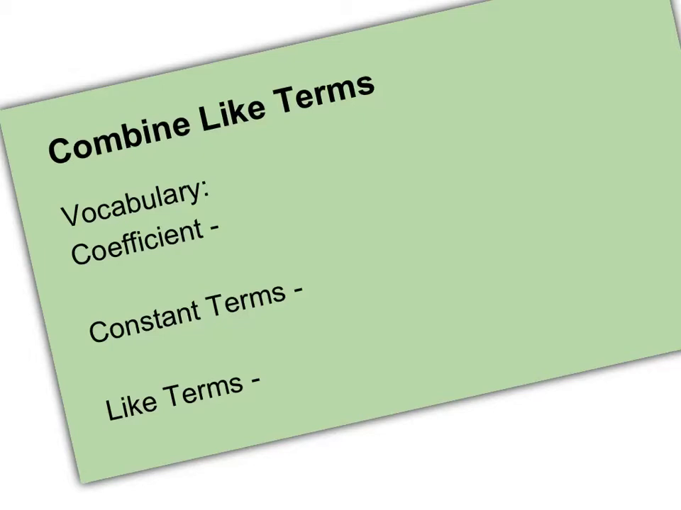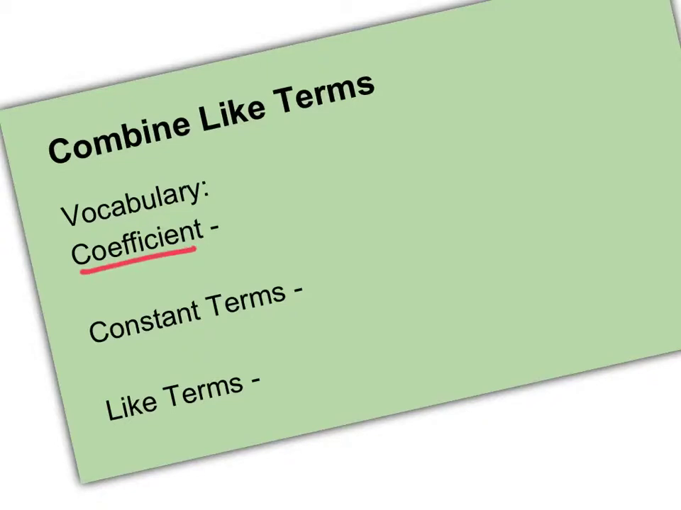Combining like terms is our next section. It's EE1B. And the first thing we need to look at is some vocabulary terms that you're going to hear us saying in class and you're going to see on tests. So the first one is coefficient.